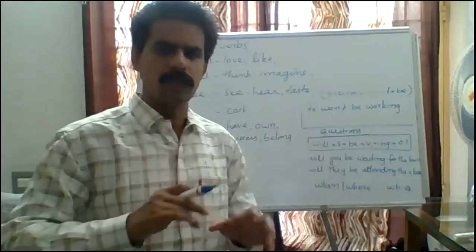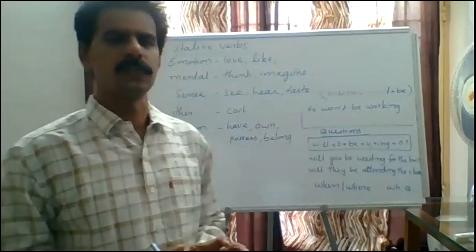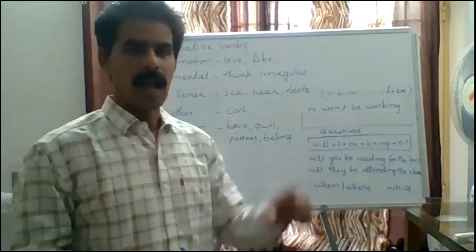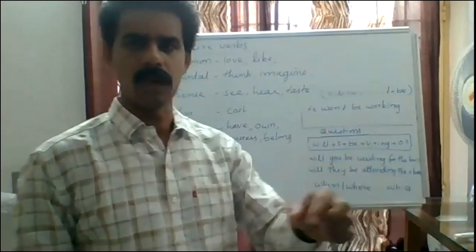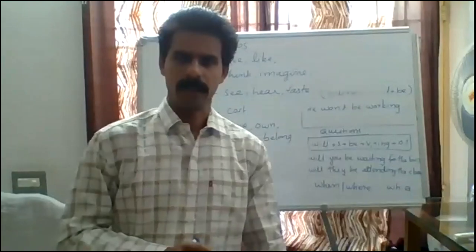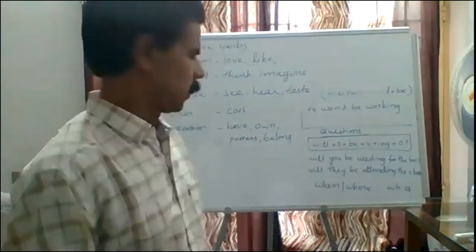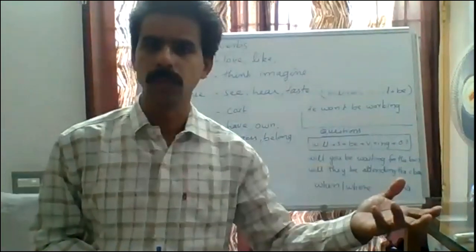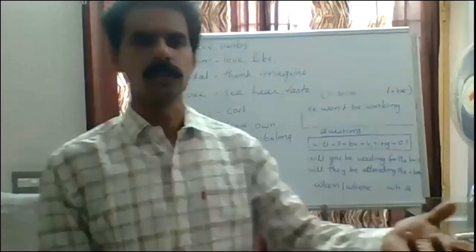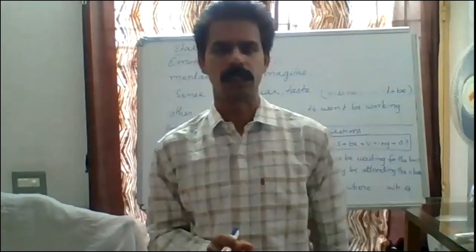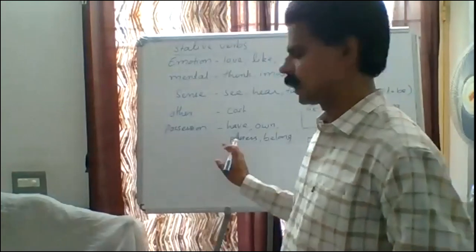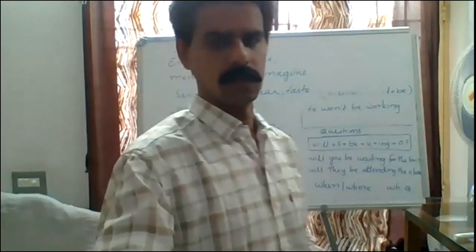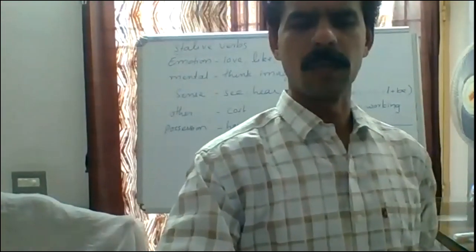Some verbs we never use in ing form. If you say I am having a car, it is wrong. I will be having a car is also wrong, because have has no ing form. Having is a wrong usage. Owning is also wrong usage. Belonging, I am belonging to this place, I am belonging to a particular area, is wrong usage. We cannot use such verbs in ing form. They are called stative verbs. I hope you understood the stative verbs. Okay. Now let us go.